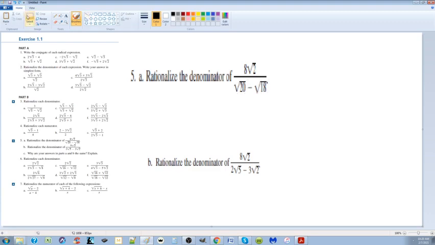So how do you rationalize the denominator? You multiply it by its conjugate, top and bottom. You're essentially multiplying by 1. But don't forget, you have to change its sign.